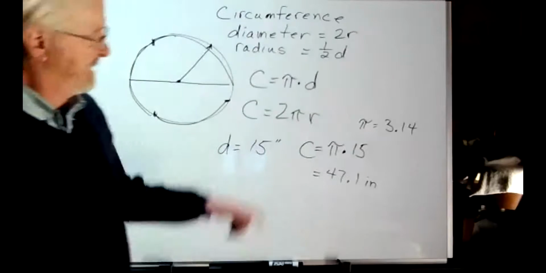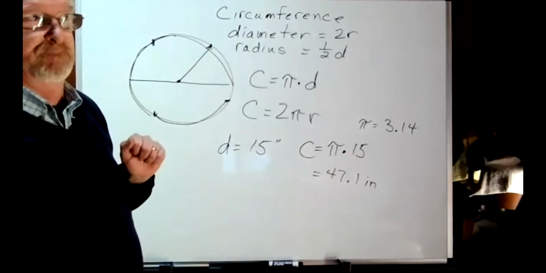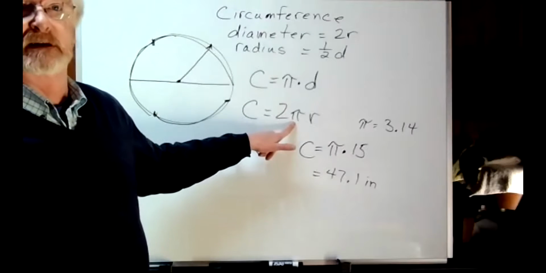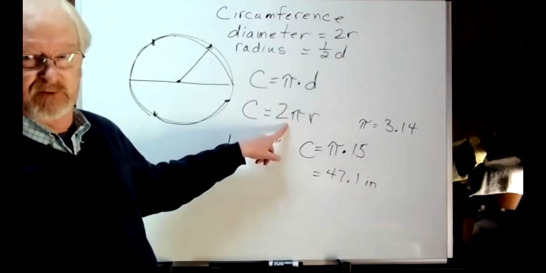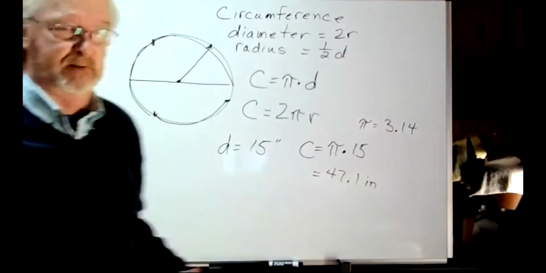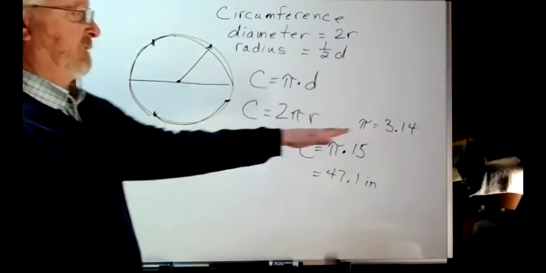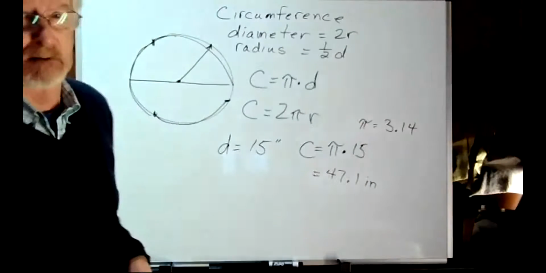All right, so pi times the diameter. That's how far around it is. If you're told a radius, you're going to have to double that radius or use this version of the circumference formula. So 2 times the radius times pi to find that circumference. 3.14 should be good enough for you. But otherwise, you might get used to finding that pi button and using it.